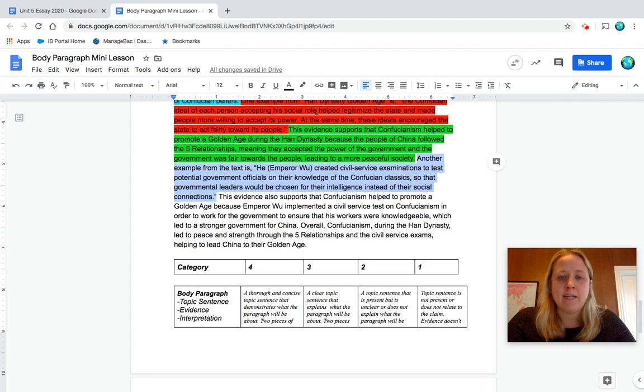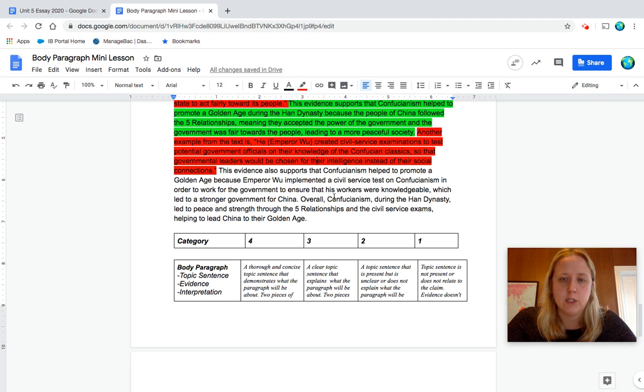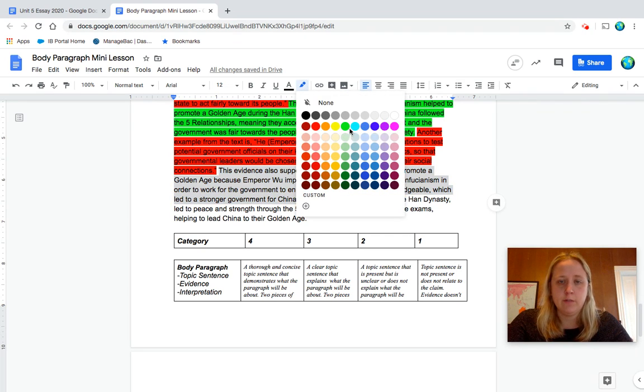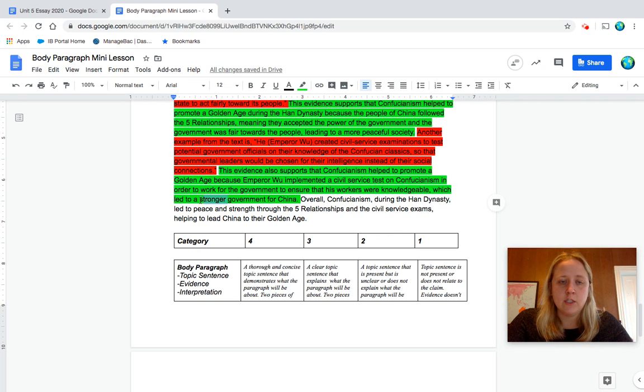So another example from the text is he, Emperor Wu, created civil service examinations to test potential government officials on their knowledge of the Confucian classics, so that governmental leaders would be chosen for their intelligence instead of their social connections. Good, strong evidence. Let's think about their interpretation now. This evidence also supports that Confucianism helped to promote a golden age because Emperor Wu implemented a civil service test on Confucianism in order to work for the government to ensure that his workers were knowledgeable, which led to a stronger government for China. So again, making a clear golden age connection here to strength, right? They said strong, stronger, same thing, right?